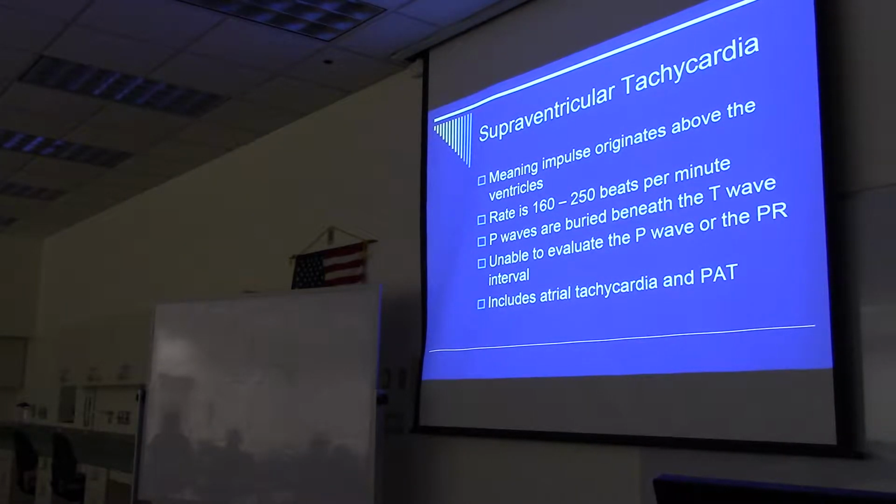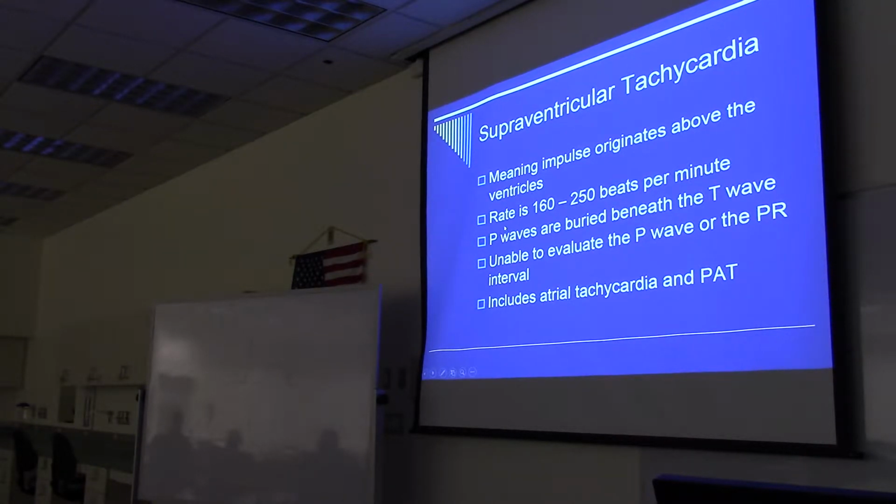All right, and then we move to supraventricular tachycardia. Supraventricular means above the ventricles. So there's a fast heart rate that's being initiated somewhere above the ventricles, but we can't tell where it's coming from because the rhythm is so fast. So it's a general term. It's a fast rhythm. We know it's from somewhere above the ventricles. So we just say SVT or supraventricular tachycardia.